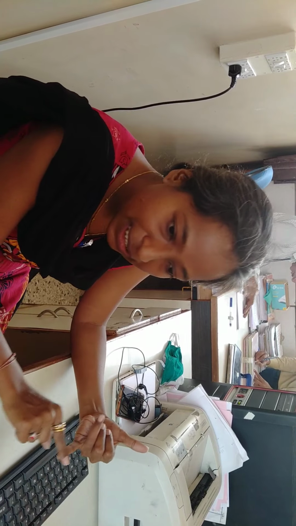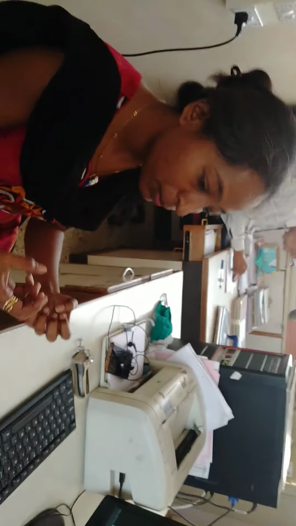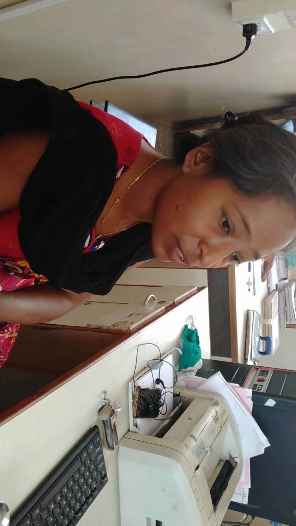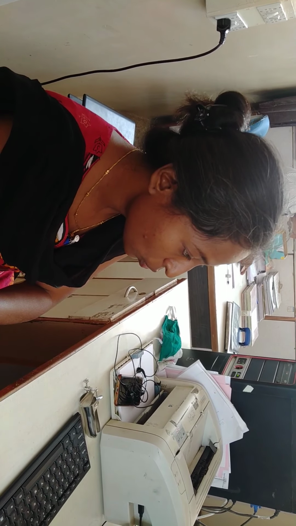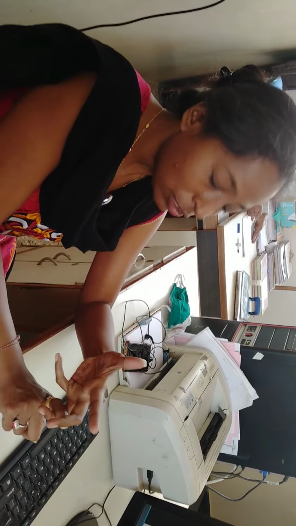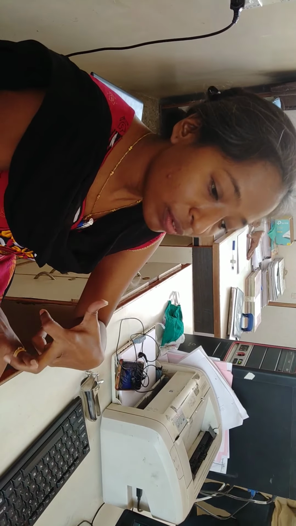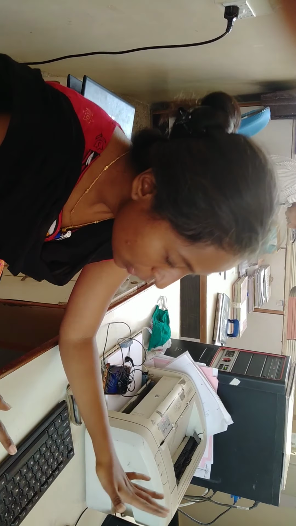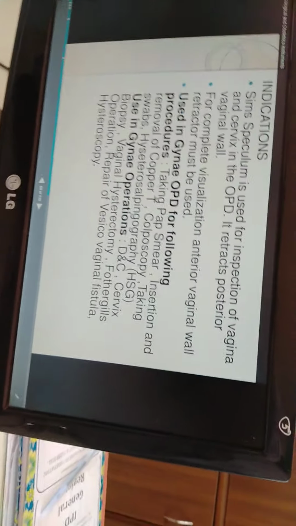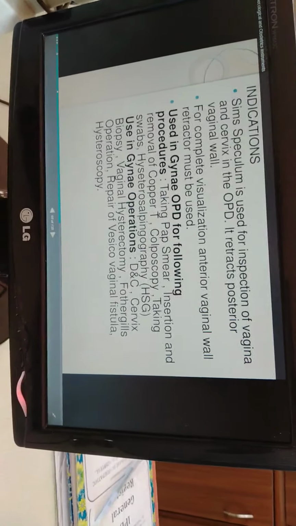In case of D and C, that is dilatation and curettage. In case of cervical biopsy. What is the meaning of biopsy? We take a part of the affected organ and send it for further pathological investigation. Then vaginal hysterectomy, that is removal of the uterus. Then the Fothergill operation, which we do in uterine prolapse. Then repair of vesico-vaginal fistula. And hysteroscopy. What is the meaning of hysteroscopy? It is to visualize the uterus from the inside. The instrument used is the hysteroscope.